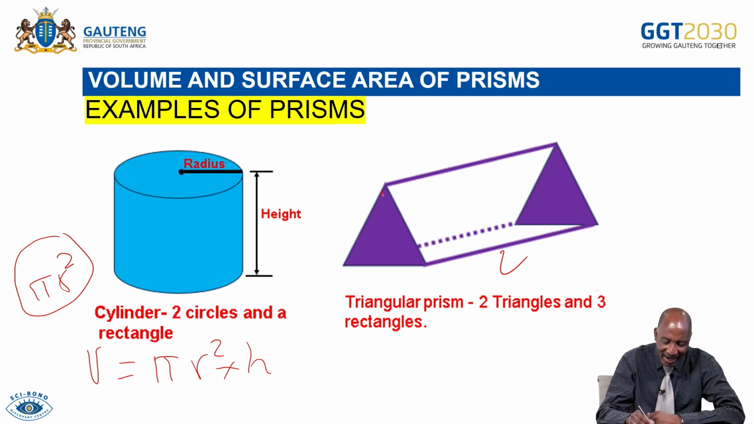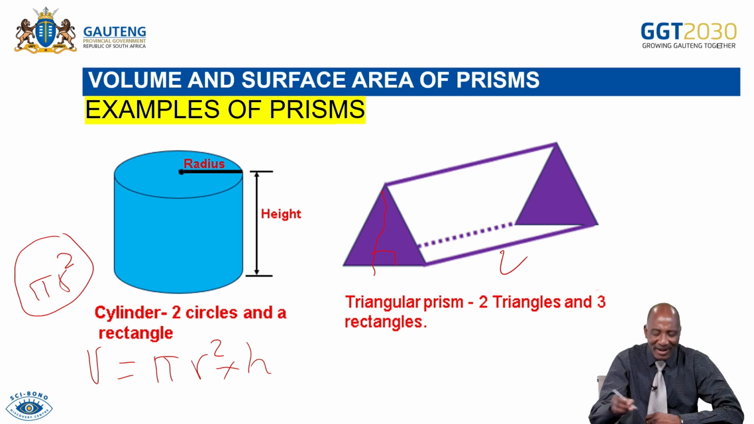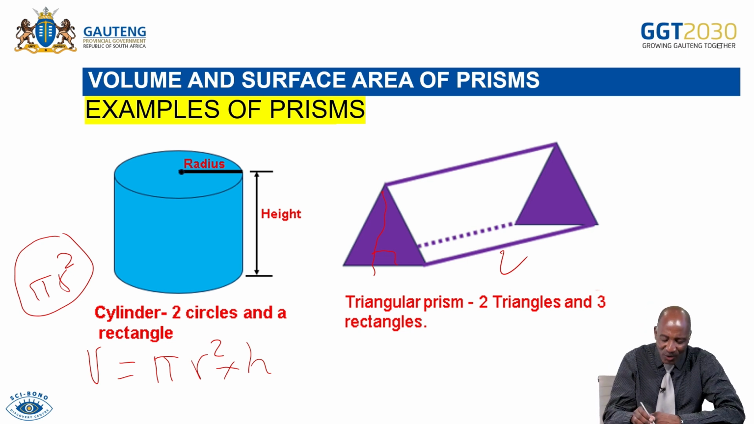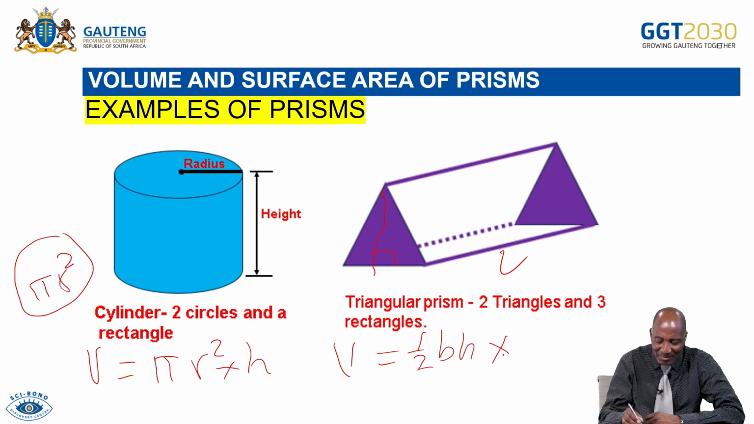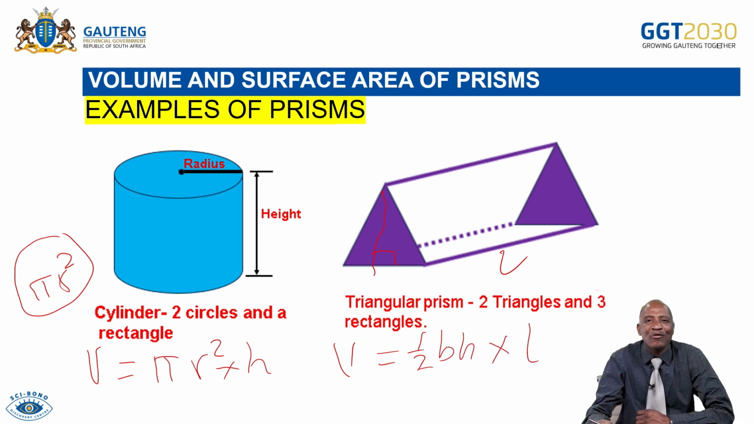If I can put a height there, I have found my height. That is a perpendicular height. I will find the area of my triangle. I will say, therefore, volume is going to be half the area of the base, or half base times height, which is a triangle, half base times height. Then multiply this by the length of your prism. That will give you the volume of your shape.